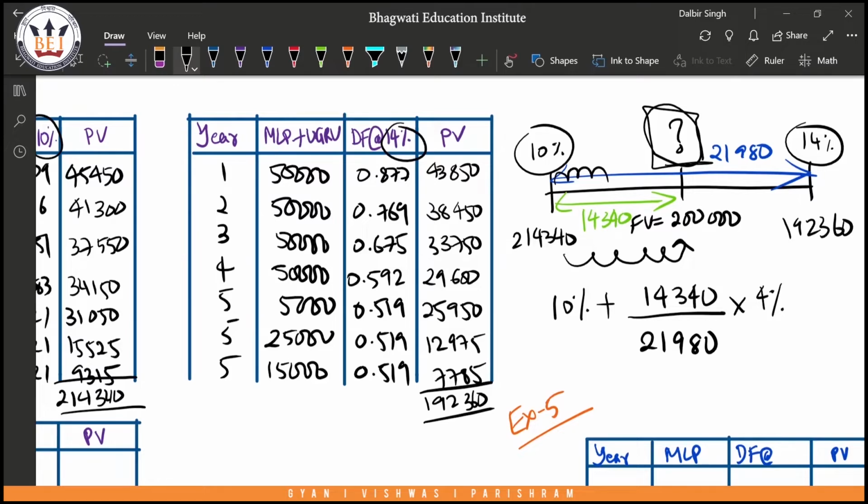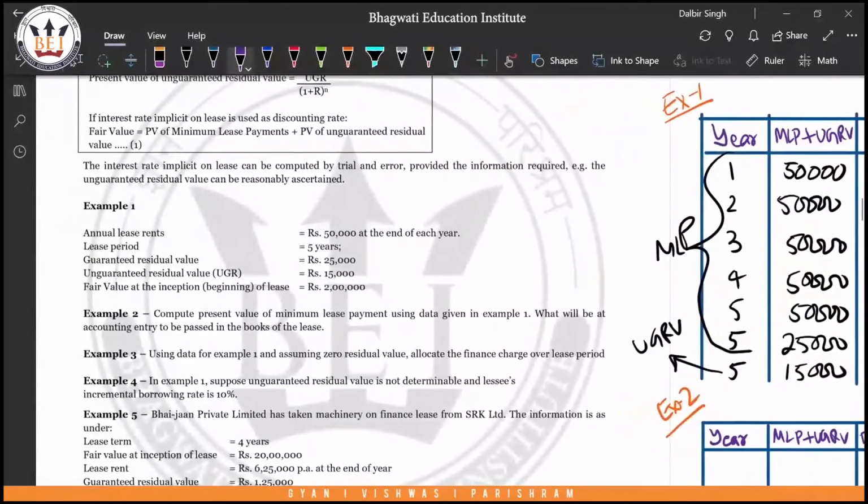When we solve this equation, you will get 12.6%. So 12.6% is the interest rate where my present value equals fair value. My IRR is 12.60, and so the interest rate implicit in the lease in the first question is 12.60%.